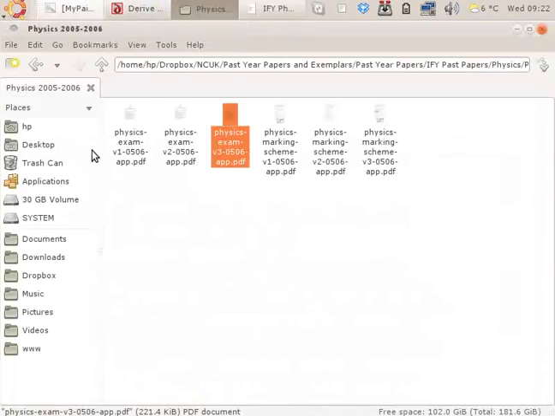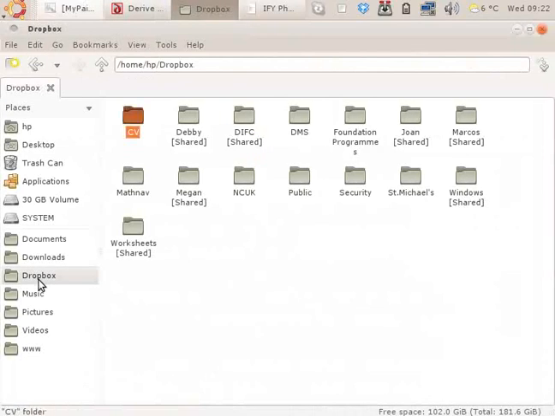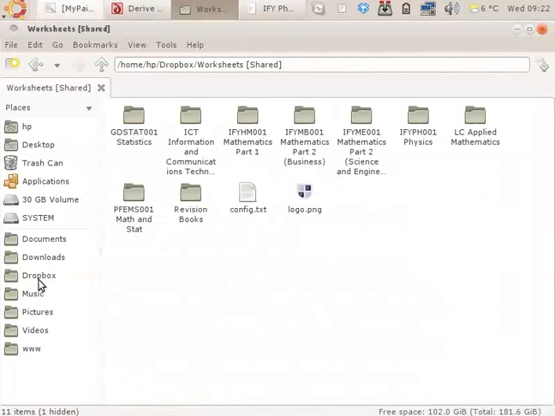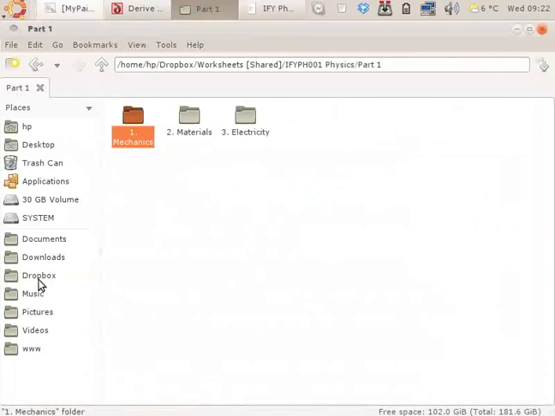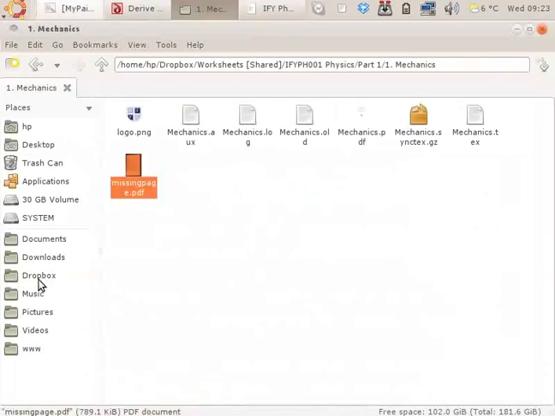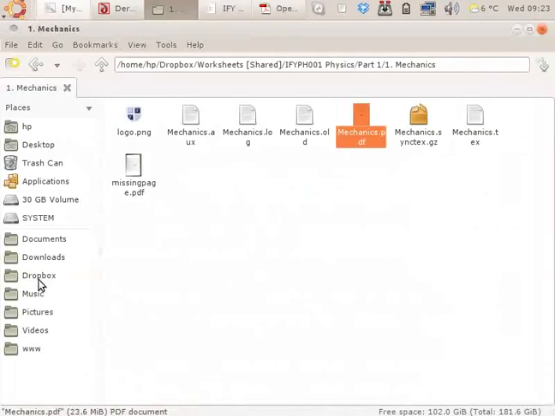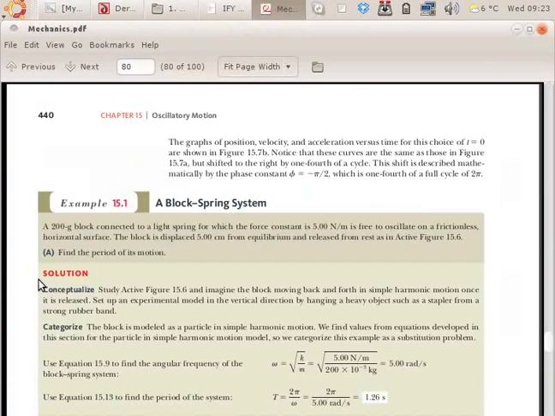Wait, actually, you know what? I have the notes right here. Let me just check. Here we are. Physics, part 1, mechanics. I just can't remember if it's x or delta x.